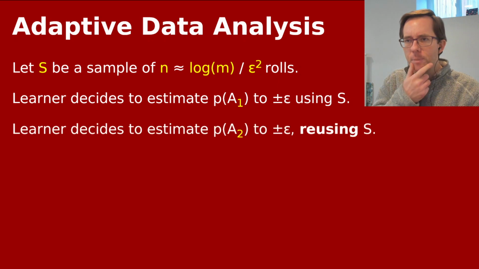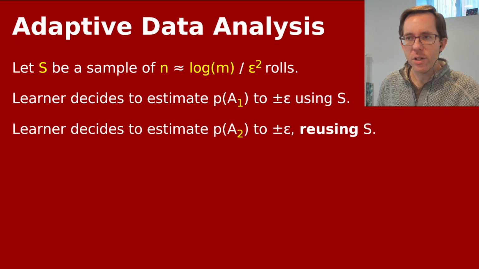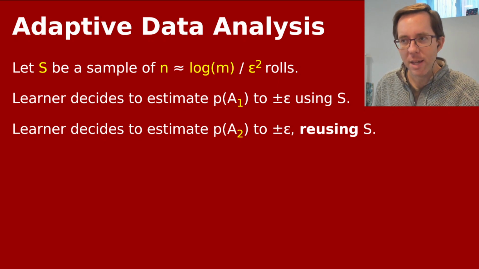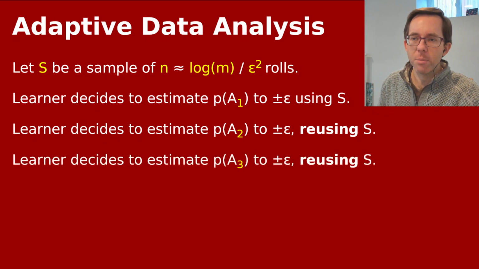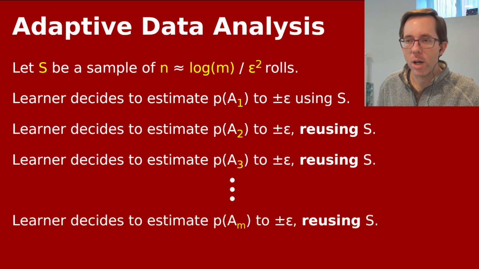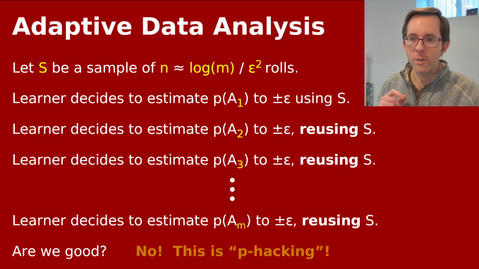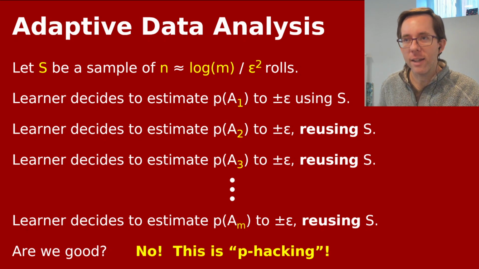And then you might say, let me now try to estimate the probability of a different event, A2, up to plus or minus epsilon, and I'll reuse the samples S. And then having gotten that estimate, you might say, let me try to estimate the probability of another event, A3, reusing S, and so forth, up to M events. And you might say to yourself, this looks good. Are we fine? Well, actually, this is not fine. This is exactly the thing known as P hacking, and it's cheating.